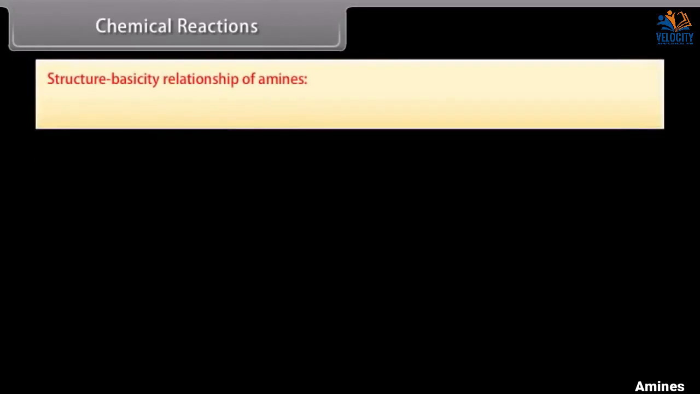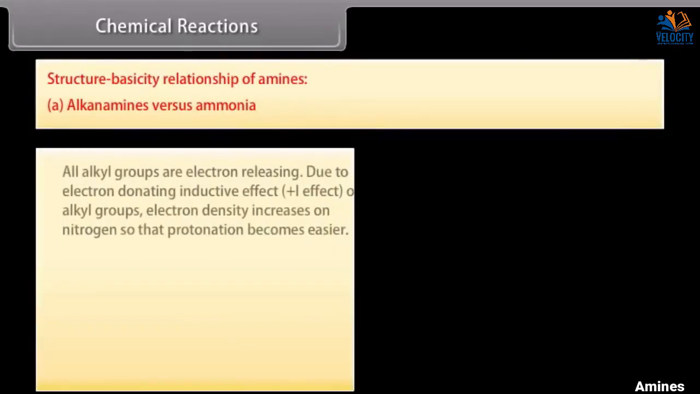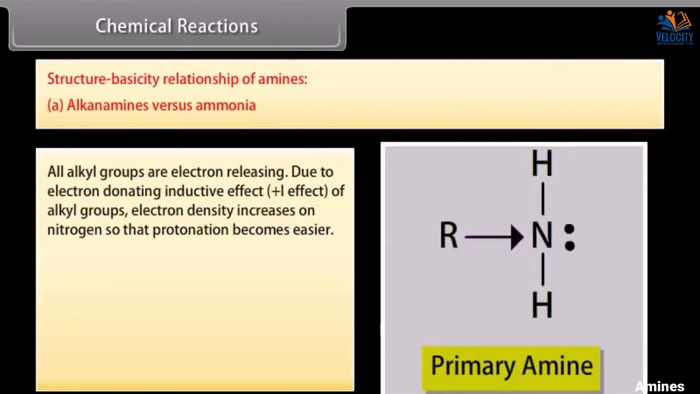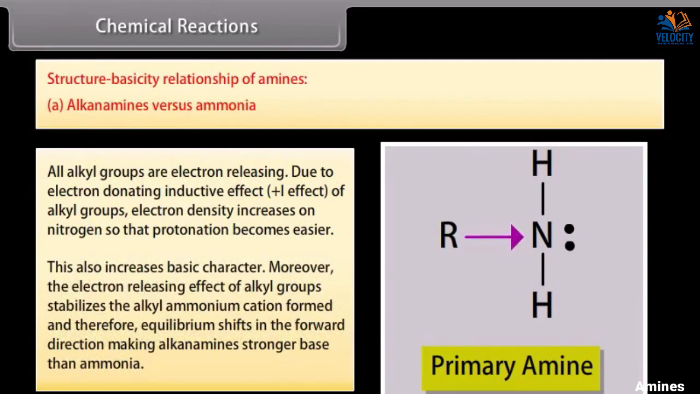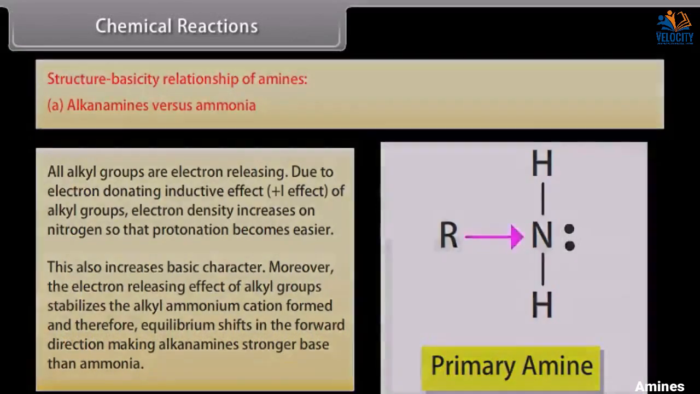Structure-basicity relationship of amines. Alkanamines versus ammonia. All alkyl groups are electron releasing. Due to the electron donating inductive effect, that is the positive I effect of alkyl groups, electron density increases on nitrogen so that protonation becomes easier. This also increases basic character. Moreover, the electron releasing effect of alkyl groups stabilizes the alkyl ammonium cation formed, and therefore equilibrium shifts in the forward direction, making alkanamines stronger bases than ammonia.